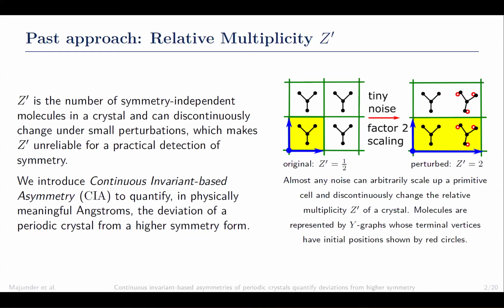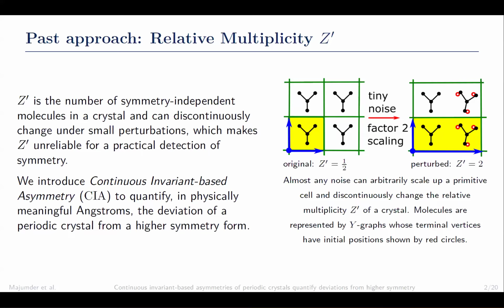On the left-hand side, the picture depicts a crystal structure whose unit cell contains only one molecule, and the unit cell is colored by the yellow region. If we take the vertical half of this unit cell and apply symmetry operations, we get the full unit cell. So the Z prime of this crystal structure is half.